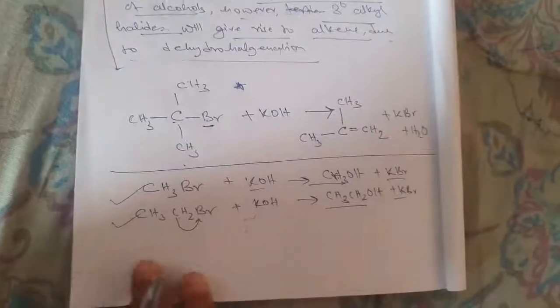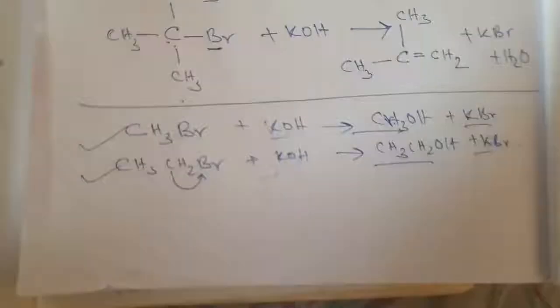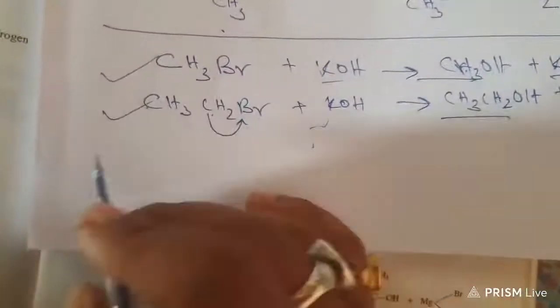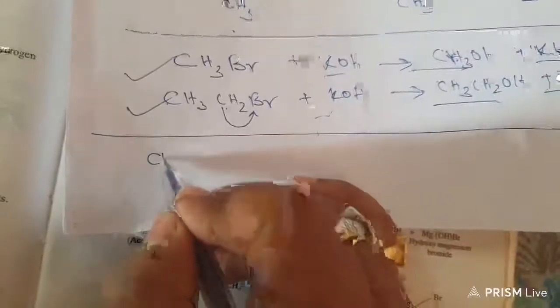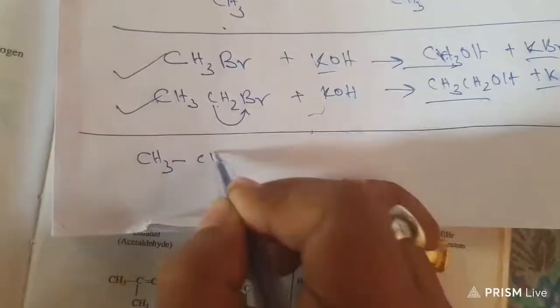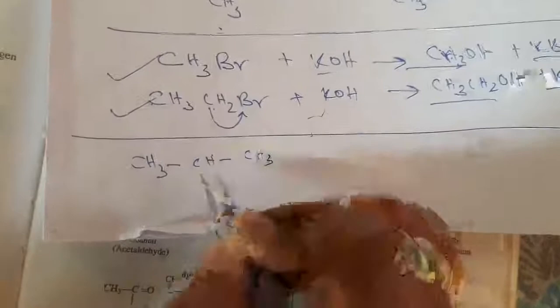Just hold on, I'll just move the page. Okay. Now the question arises: what happens in case of secondary alkyl halides? Let us try to understand. So if I draw a secondary alkyl halide, CH3 and here a Br, you will get a mixture.